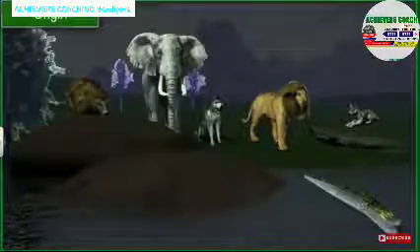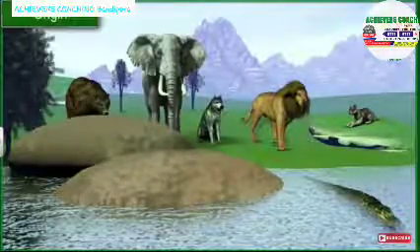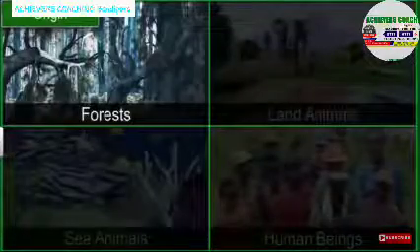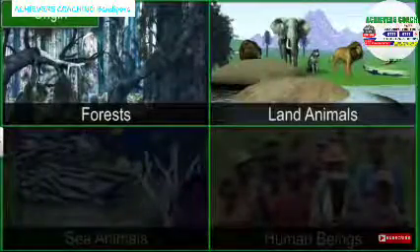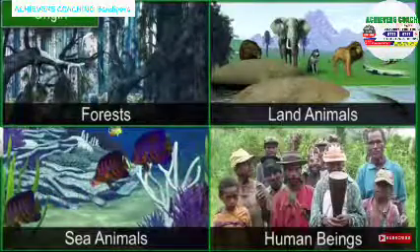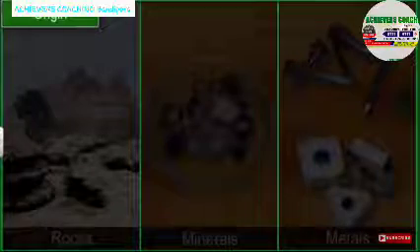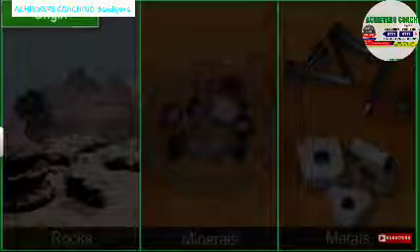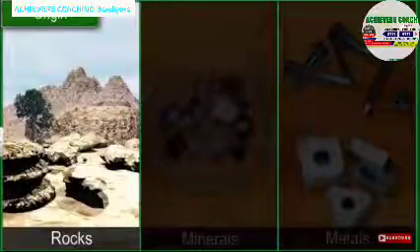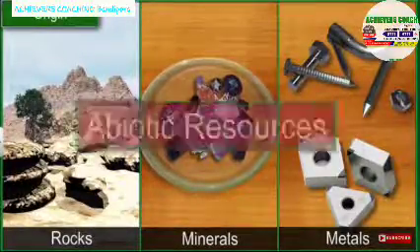Resources can be living or non-living. All resources that come from living things like forests, land, and sea animals, insects, and human beings are called biotic resources. Resources in the form of non-living things like rocks, minerals, and metals are called abiotic resources.